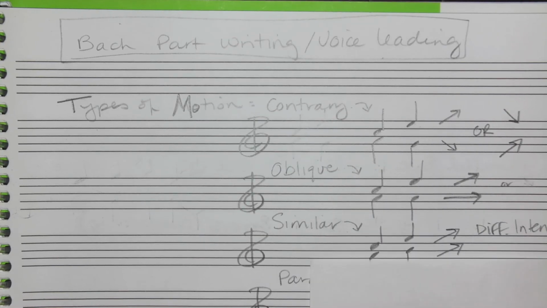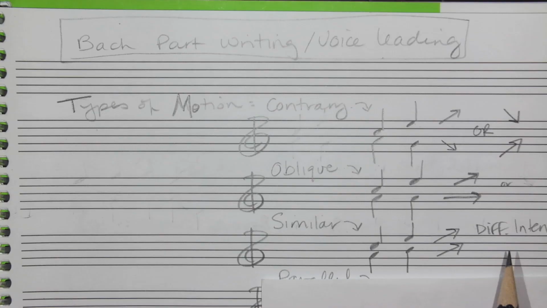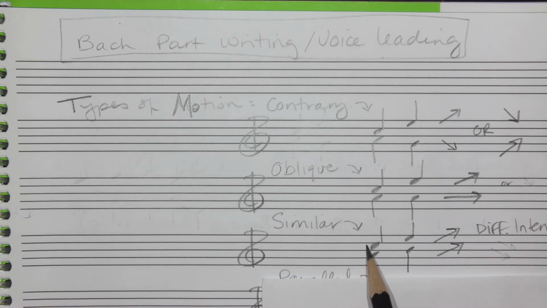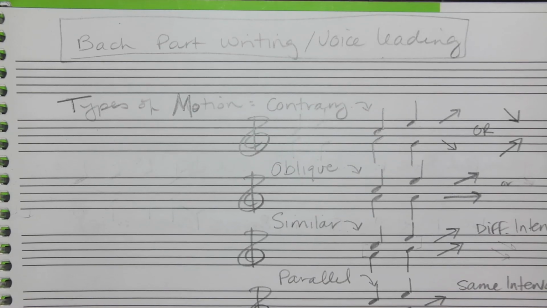Okay? Similar motion is when both of the voices are moving in the same direction, both up or both down, that's fine. But they are starting and ending on a different interval. So you start with a third between the voices and then you end on a fourth. They both went up to get there, hence the similar motion. But you're not having an exact interval maintained, which leads us to parallel motion.